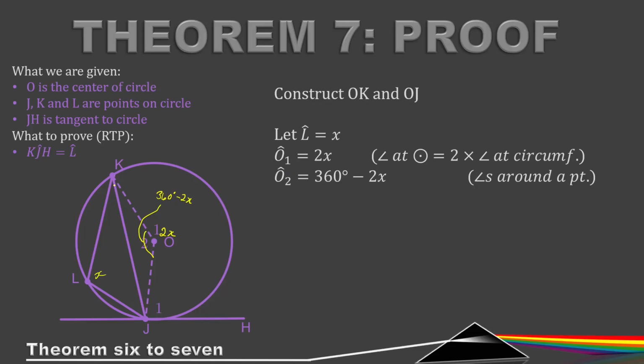Then we can say that OK and OJ are radii, so they are equal, which makes the two angles equal. It makes KJO equal to JKO.